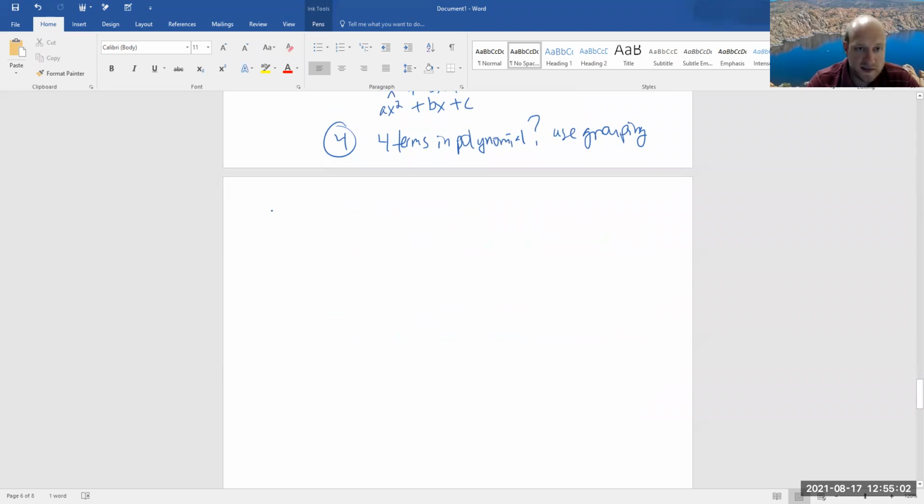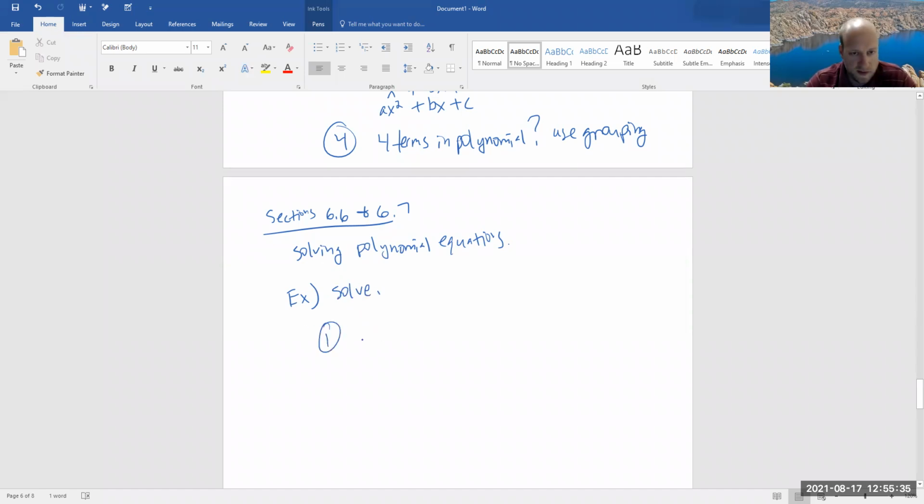So sections 6.6 and 6.7 were combined there. And that was solving polynomial equations, the big topic there. So we talked about the zero product property and all that kind of stuff. So let's just do a couple examples here.